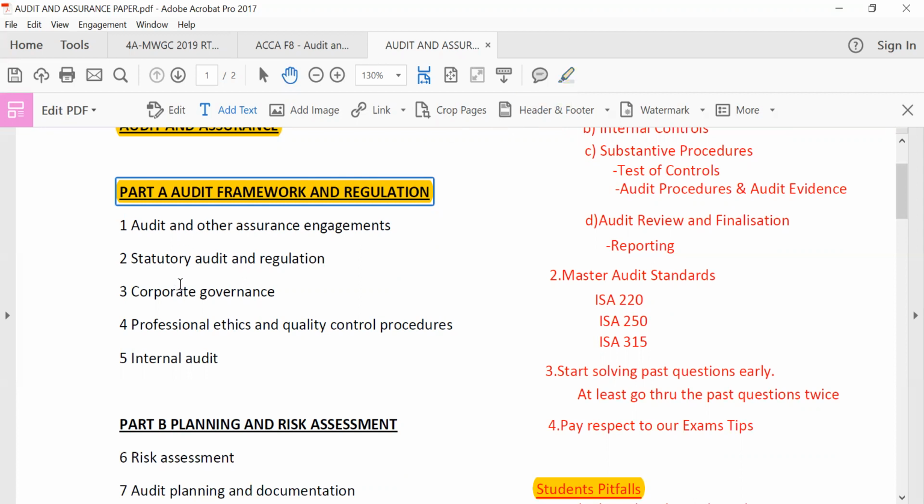We move on to the second, statutory audit and regulation. So we need to give the distinction between a statutory audit and look at all issues pertaining to the regulation, the laws of the land.